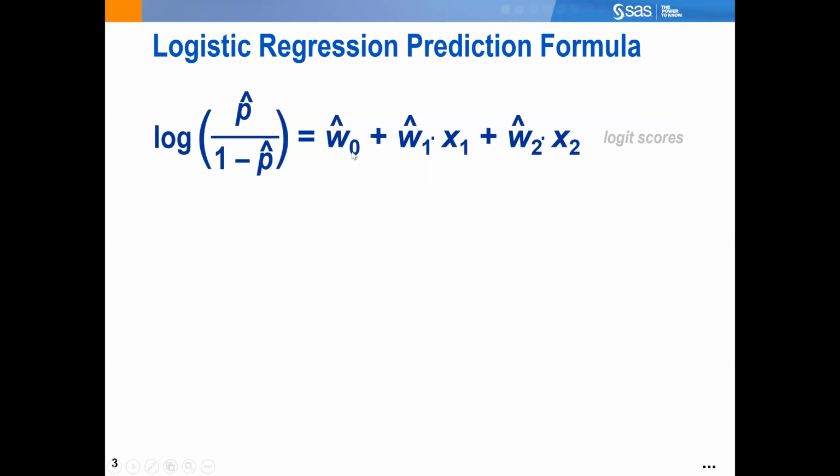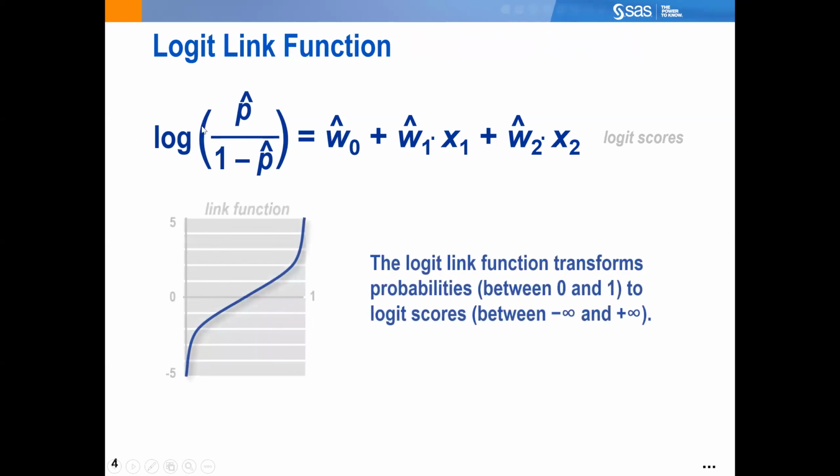And the equation here, as you see, is very similar to the regular OLS regression equation. When you solve this equation, you get the logit score. But that value is meaningless by itself because our probability is bounded between 0 and 1. So we need some way to transform this logit score into a probability, and the logit function does that trick.